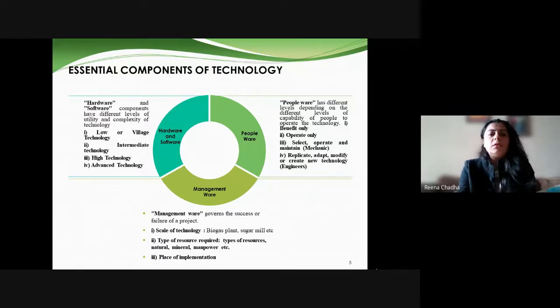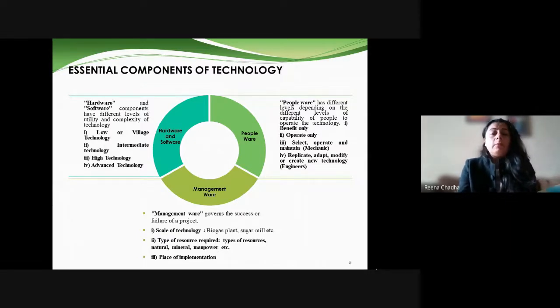How much should be the scale of technology? For example, if there is a biogas plant, it should be a decentralized system. If a centralized system is enabled on biogas technology, it will not work. And why? I'll let you know after a few slides.